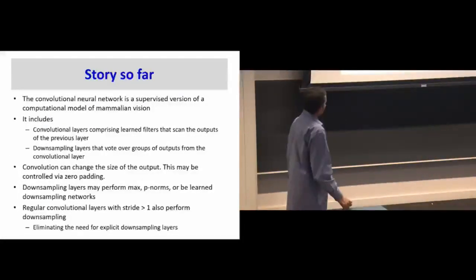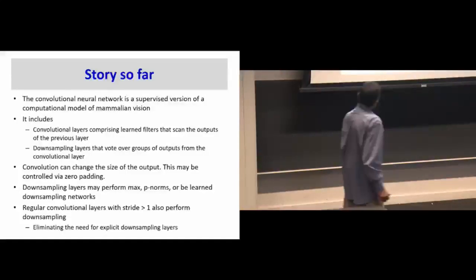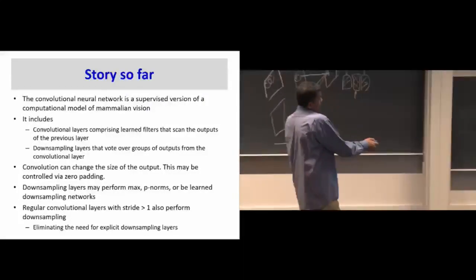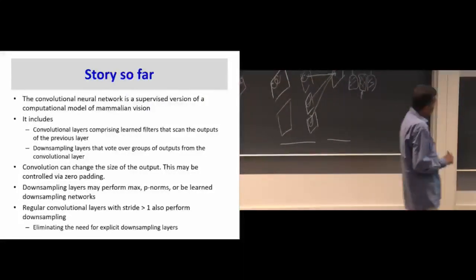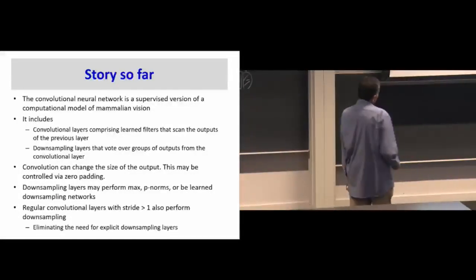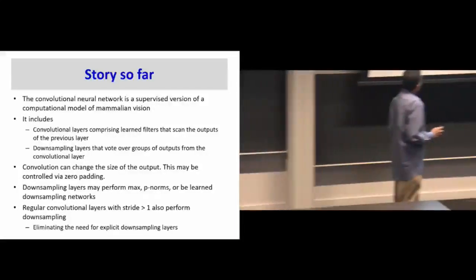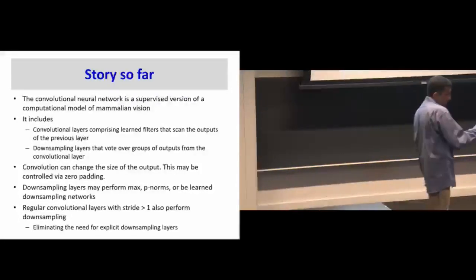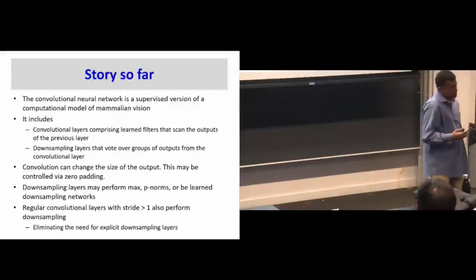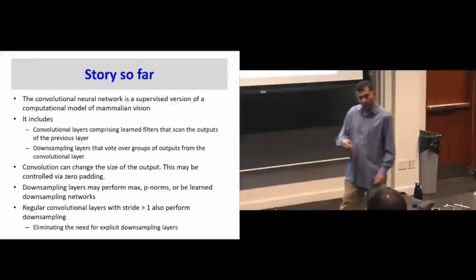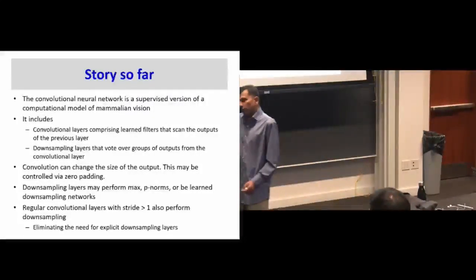So here's the story so far. The convolutional network is a supervised version of the computational model of mammalian vision. It has convolutional layers comprising learned filters that scan the outputs of the previous layer. You have downsampling layers that vote over groups of outputs from the convolutional layer. And the convolution can change the size of the output, which you can control by zero padding. And downsampling layers could be performed using maxes, means, p norms, or just learned downsampling networks. And downsampling can also be performed using just regular convolutional layers with a stride greater than 1. Right? All of these are feasible.